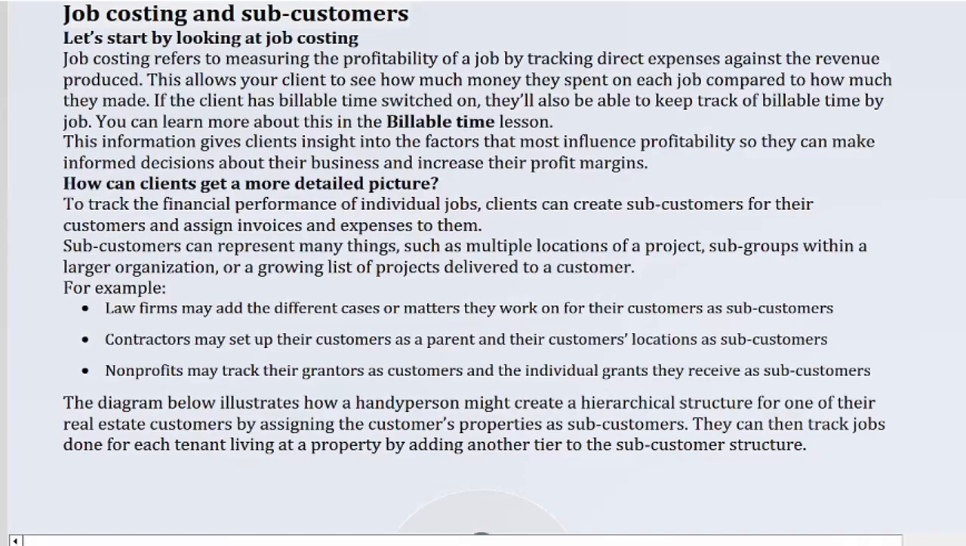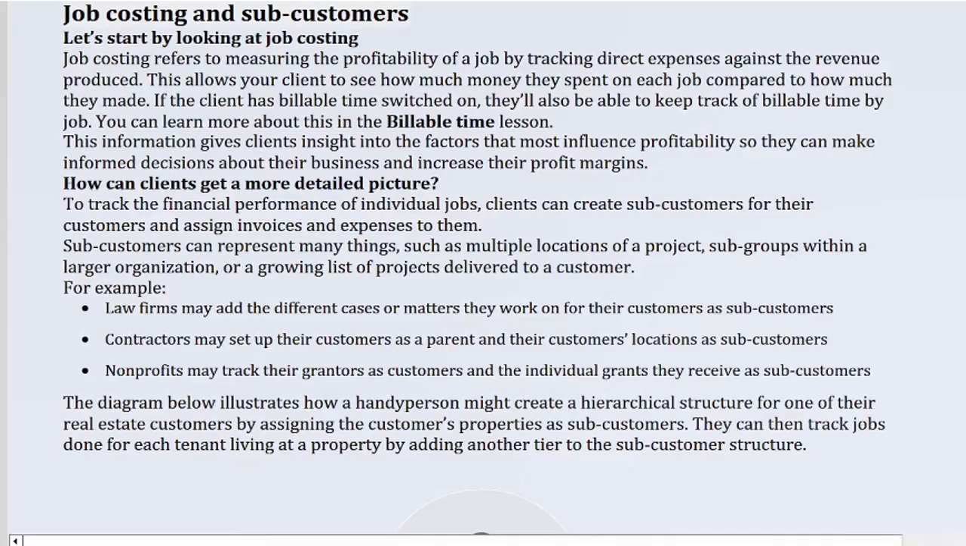How can clients get a more detailed picture? To track the financial performance of individual jobs, clients can create sub-customers for their customers and assign invoices and expenses to them. Sub-customers can represent many things, such as multiple locations of a project, subgroups within a larger organization, or a growing list of projects delivered to a customer. For example, law firms may add the different cases or matters they work on for their customers as sub-customers. Contractors may set up their customers as a parent and their customers' locations as sub-customers. Nonprofits may track their grantors as customers and the individual grants they receive as sub-customers.